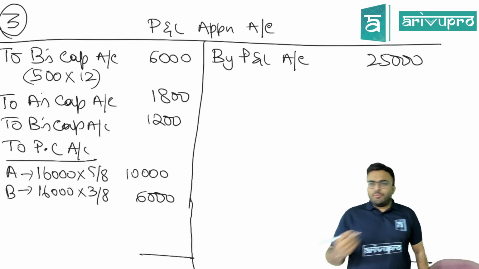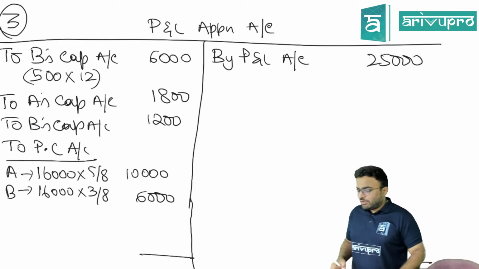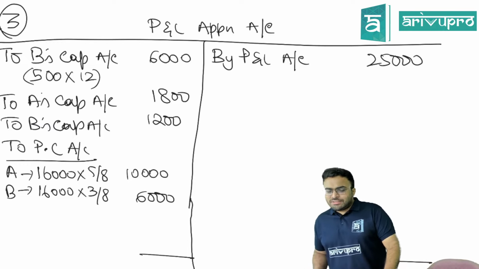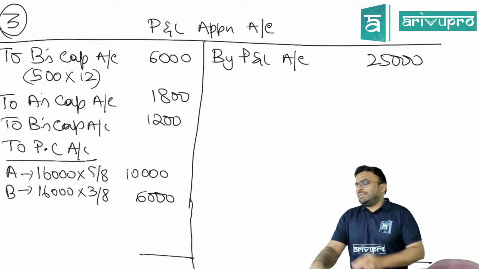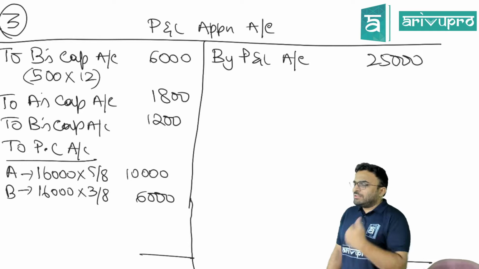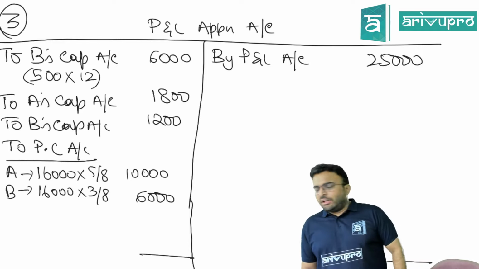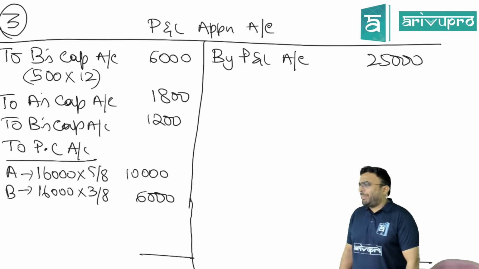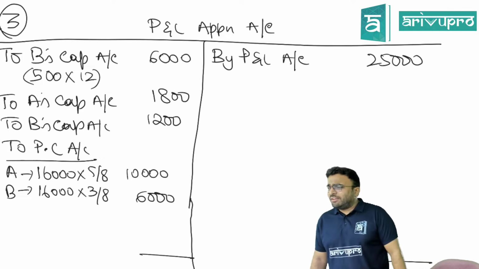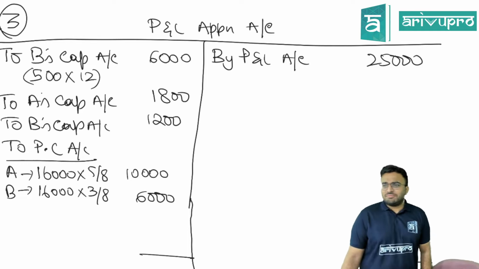Next question is the same question, but they have asked you to prepare partners capital account. We'll prepare that also once you finish this. So the same question can be asked in 3 different ways. They can just tell you to pass journal entries, they can tell you to prepare P&L appropriation, and they can also tell you to prepare partners capital account. Partners capital account you will prepare numerous times, at least 120 times before we finish partnership.